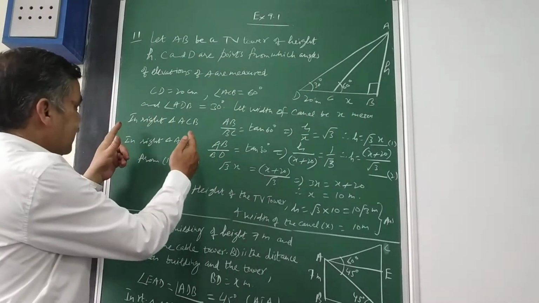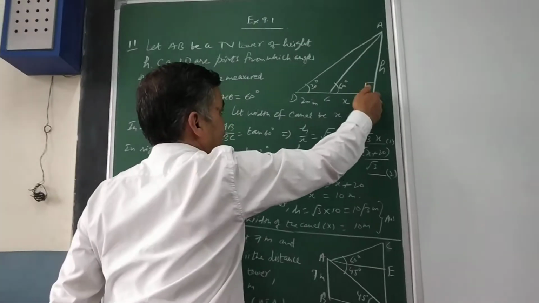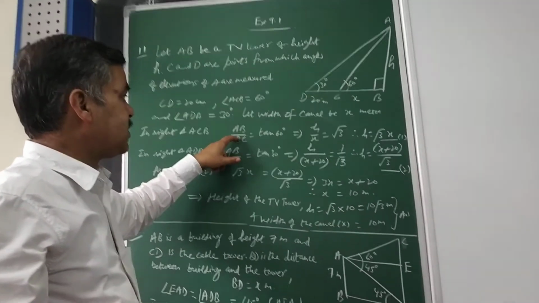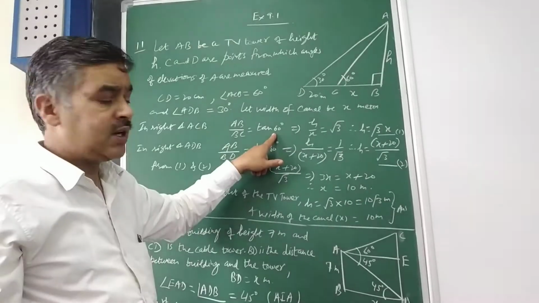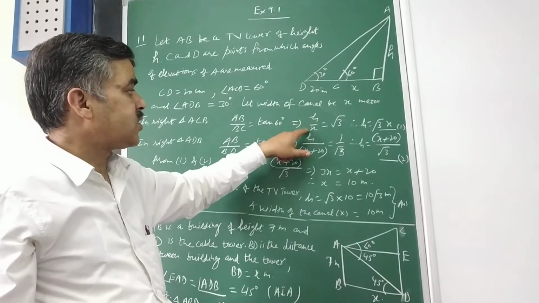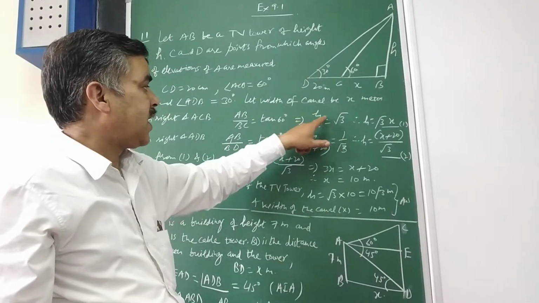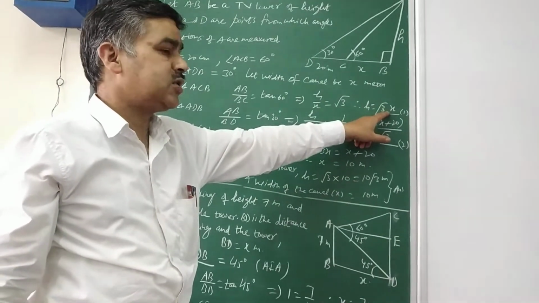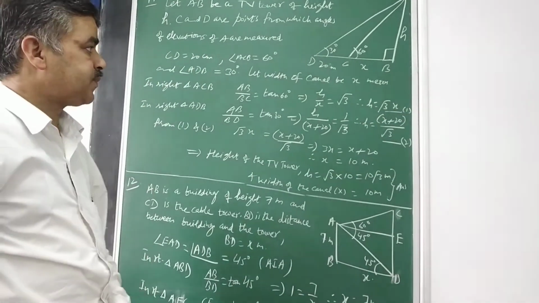First if I take this triangle ACB, here you can see this is the perpendicular and this is the base, and perpendicular AB upon base BC is equal to what? Tangent theta, that is equal to tangent 60 degree. So here it is H upon X is equal to root 3, the value of tangent 60. From here I have made H the subject, and H in terms of X I have written is equal to root 3 X. That will be our equation number 1.